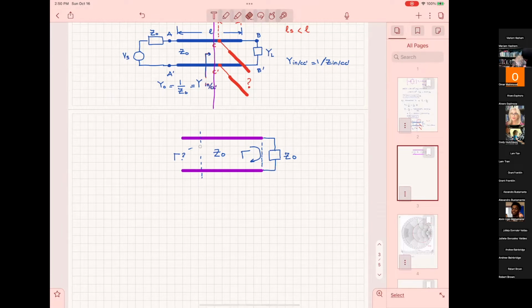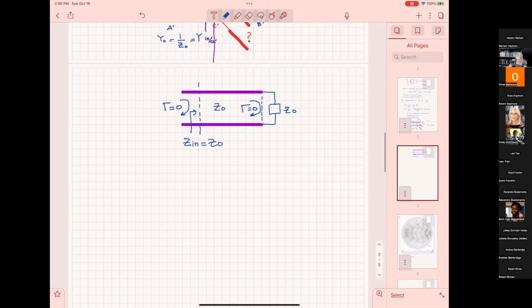Because if you have a transmission line that has a characteristic impedance of Z0, then the input impedance at any point on the line is Z0. And if the input impedance at this point is Z0, that implies the reflection coefficient at any point along the line is 0. There is another way to say that.